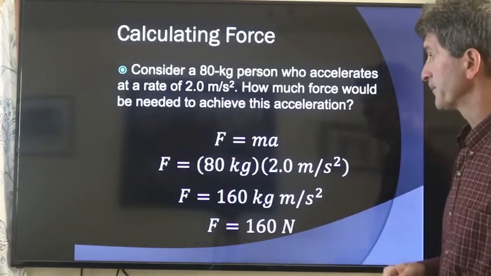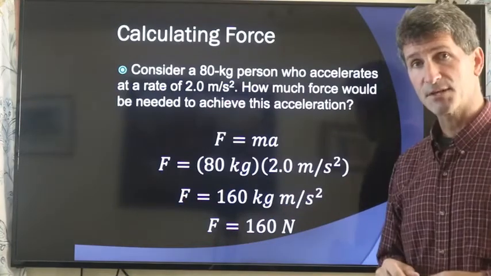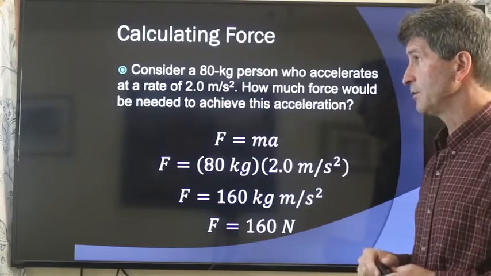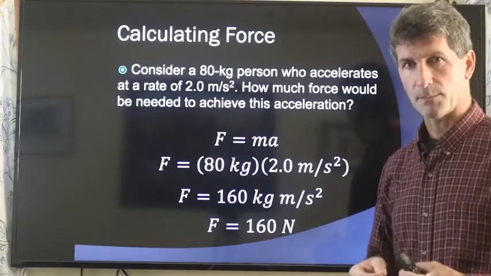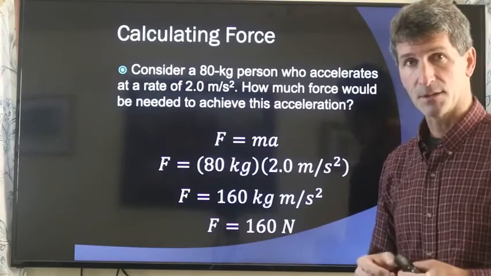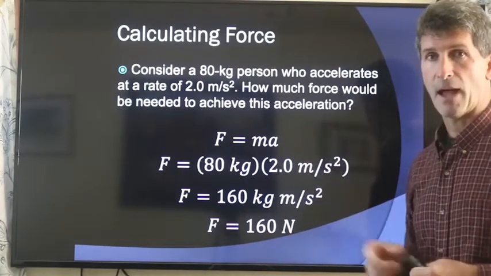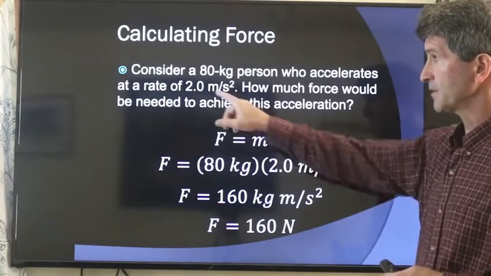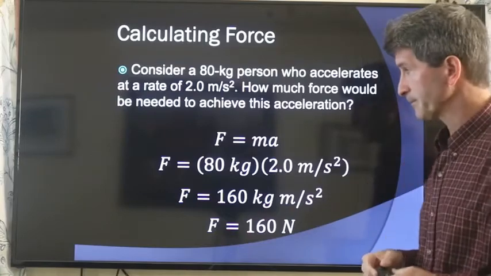So consider an 80 kilogram person. Let's say that they accelerate at a rate of 2 meters per second squared. What would the net force have to be on that person, probably from their legs, or probably on a bike, in order to accelerate at that sort of rate? Remember, every second that goes by, they're going 2 meters per second faster.